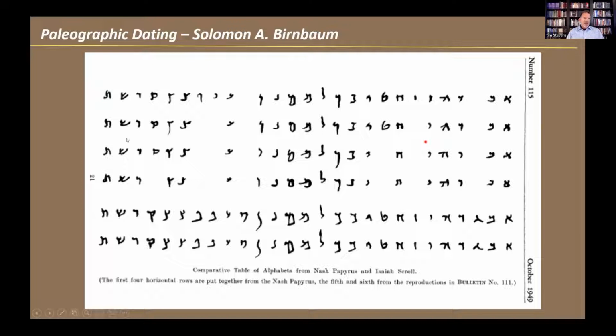So again, when you look at these characters going down the rows, you can see that, in many cases, the Nash Papyrus and the Isaiah scroll, the characters look very similar. But there are in some instances where the letters start to change a bit more, have a little bit more development. And so that's what he was pointing out. And that's how he established that they are close together, but Nash came a little bit earlier.